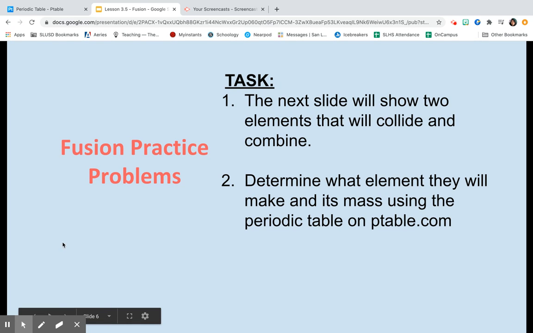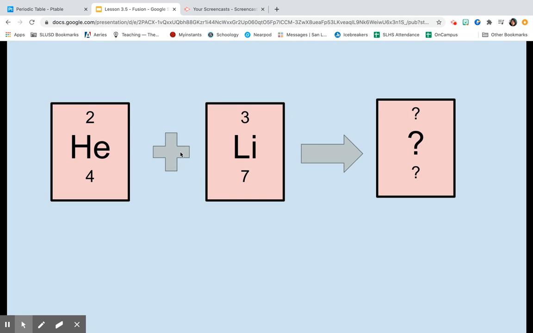You might notice that these are the same problems we did in class. So if you totally understand what we did in class, feel free to skip this to move on to lesson 3.6. If not, this is a slowed down version of everything that happened, right? So the next couple of slides will show two elements that will collide and combine, right? Kind of like in our notes. And your job is to tell me, what element did we make, right? And something that will help you is leaving ptable.com open on a separate tab.